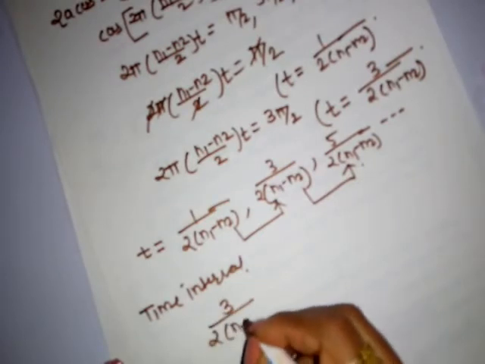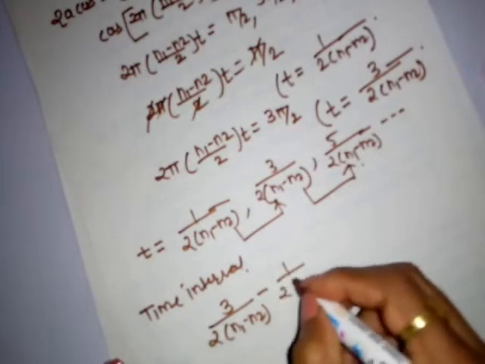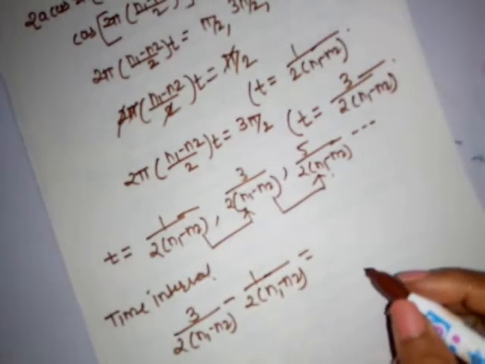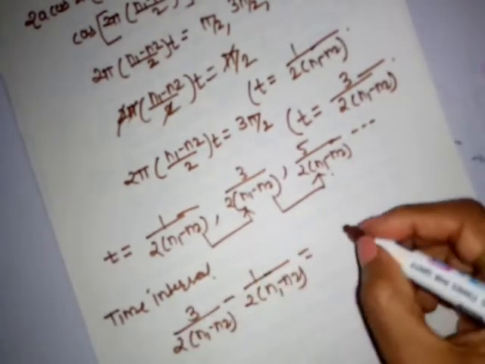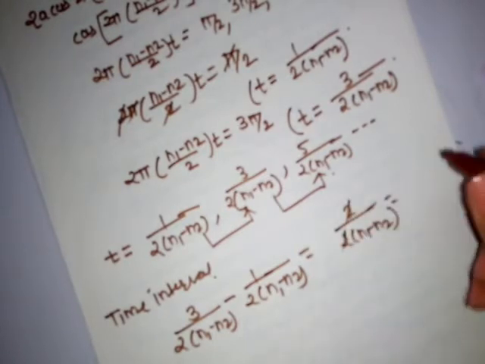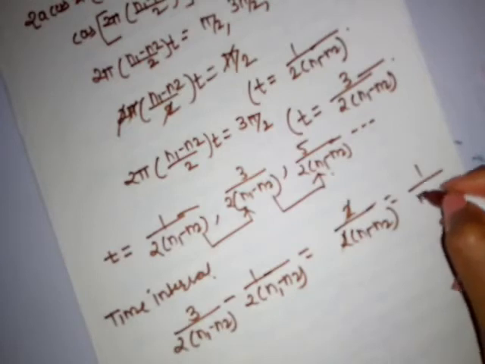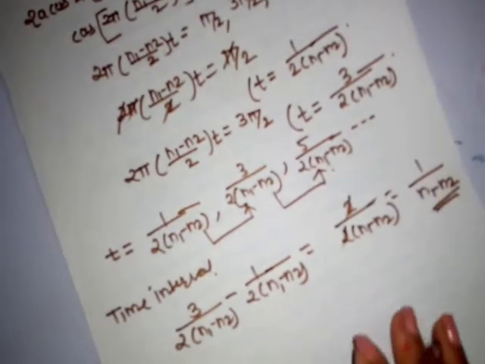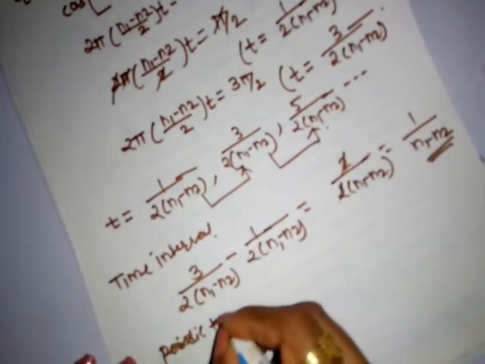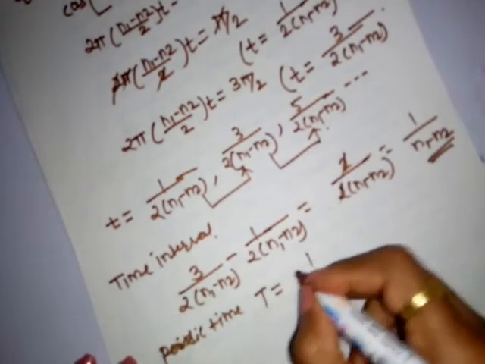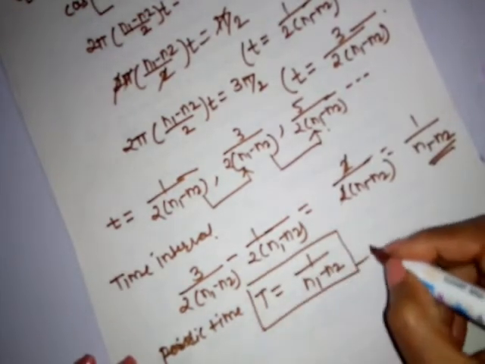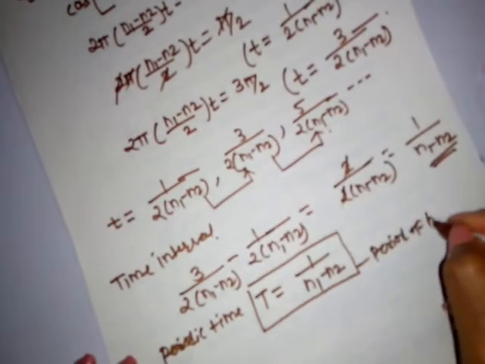3 upon 2 into (n1 minus n2) minus 1 upon 2 times (n1 minus n2). Then we get the value as 3 minus 1, that is 2 upon 2 into (n1 minus n2). Finally the 2 gets cancelled and the value becomes 1 upon (n1 minus n2). This time interval is nothing but the periodic time, t is equal to 1 upon (n1 minus n2). This represents the period of a beat.